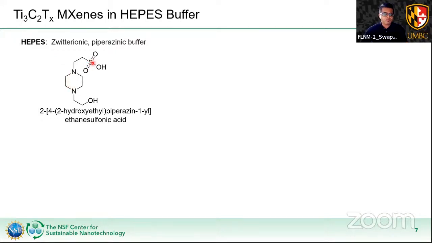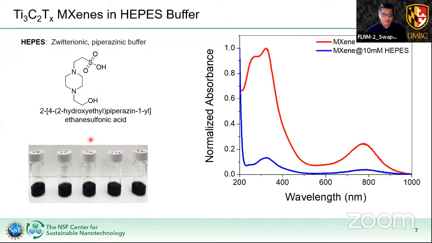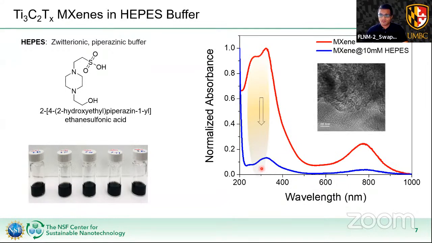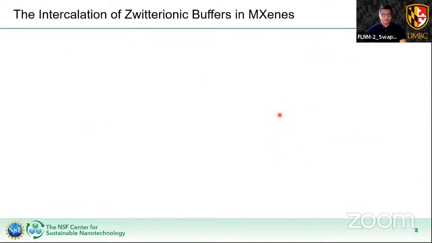In case of HEPES, here we have a slightly different structure where we have a piperazine ring and the head group of sulfonic acid and a tail group of hydroxyethyl group here. So in this case, when we have MXenes in this HEPES buffer, the absorbance around this region goes down drastically, but there is no aggregation. It tells us that we see greater interactions when MXenes interact with HEPES molecules. This is because of this huge deposition of HEPES molecules over the surface of MXenes.